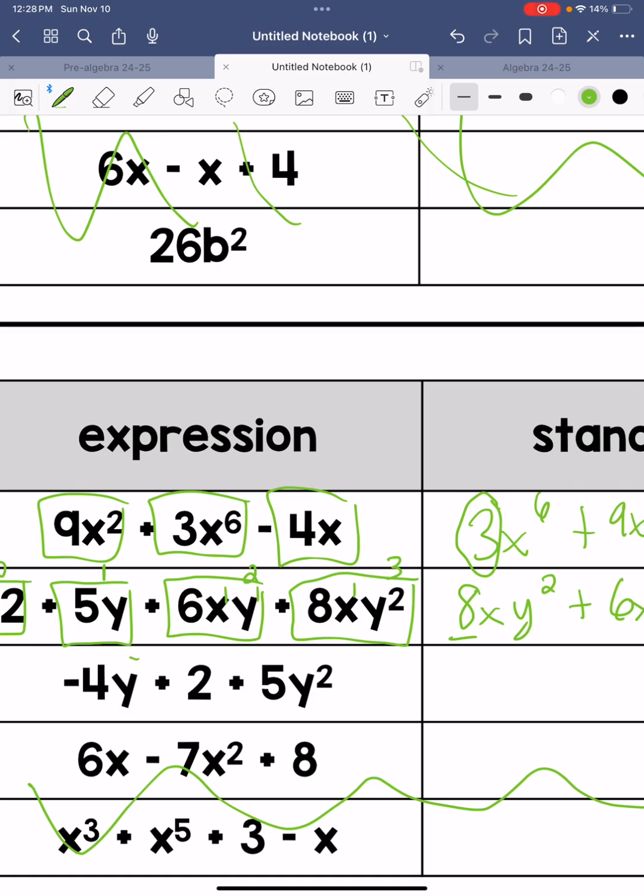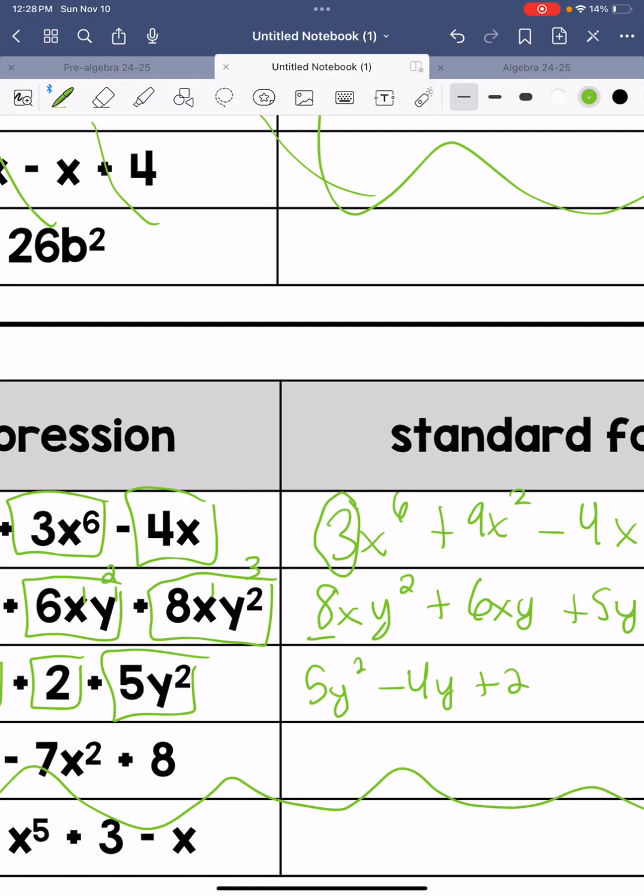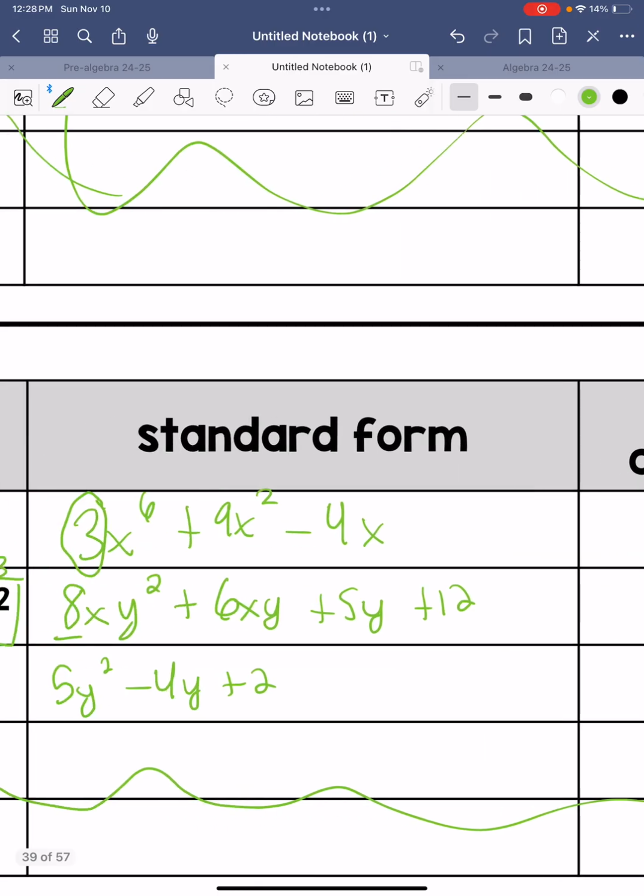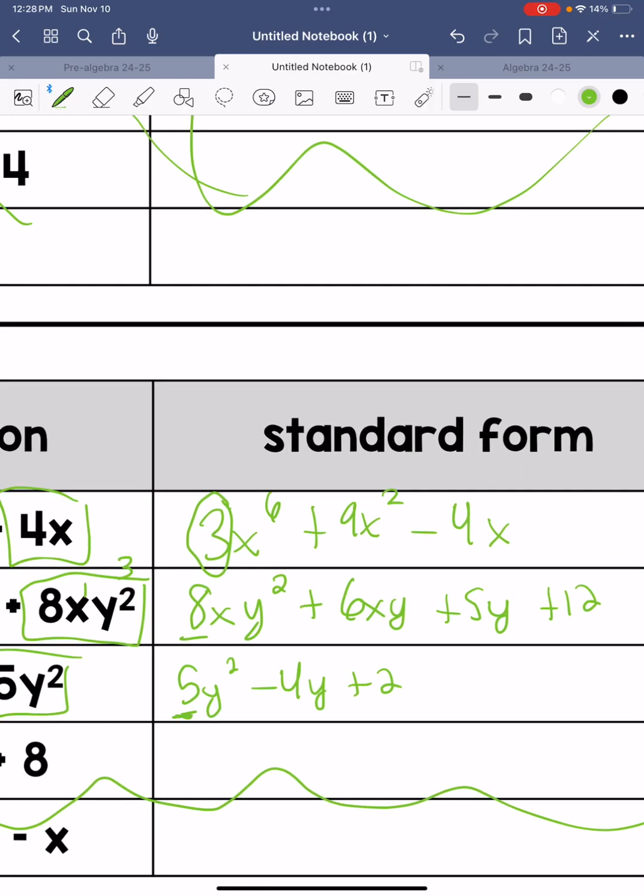Next one, we're going by the highest exponent. 5y squared would go first, then 4y, and then 2. The leading coefficient is the number in front, so 5.